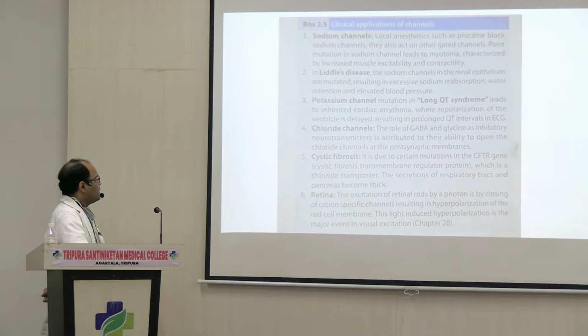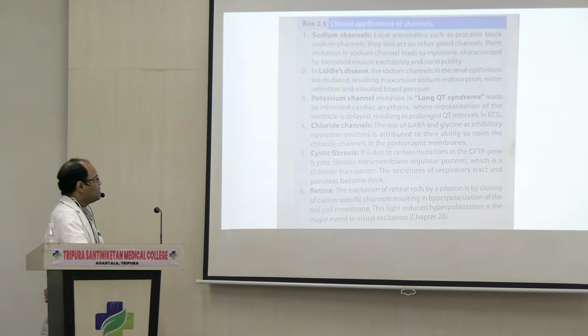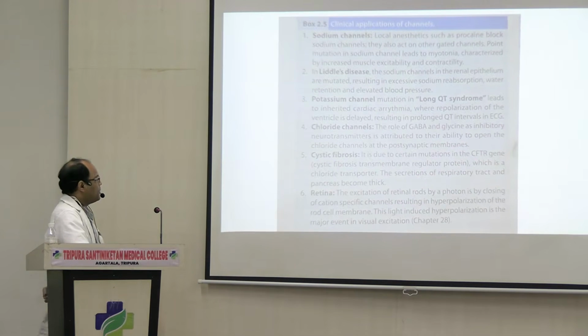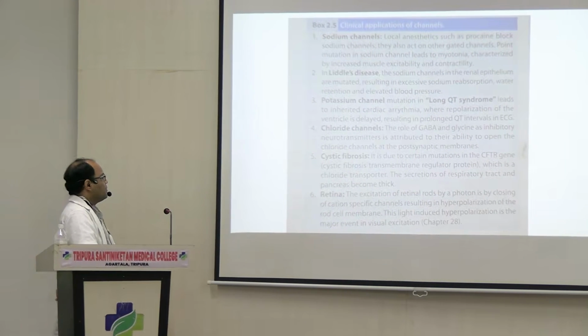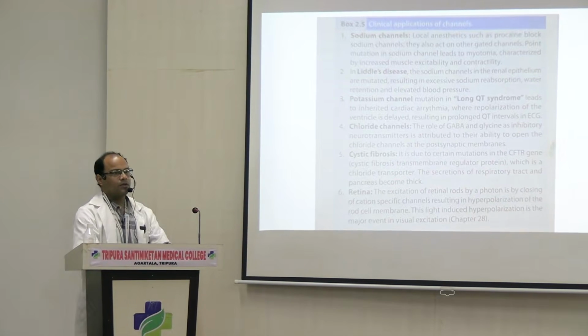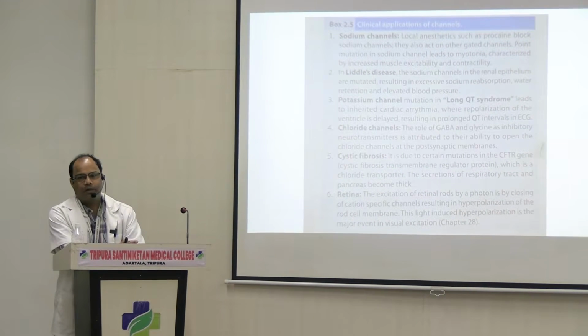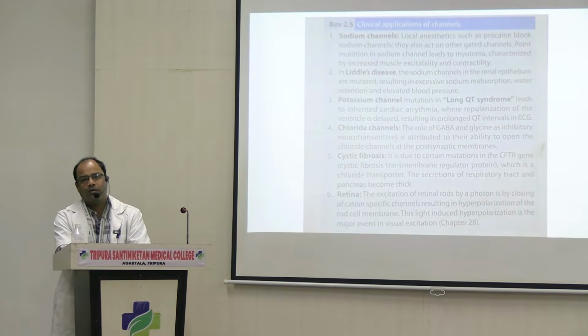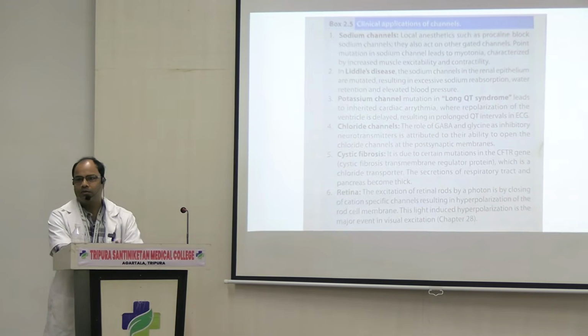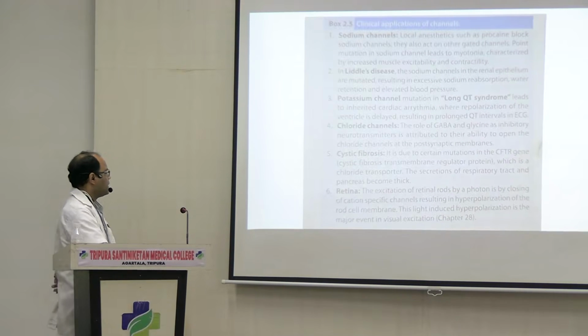Okay. Next is cystic fibrosis. In this disease, one gene involved is called the CFTR gene, which is a chloride transporter gene. The secretions of the respiratory tract and pancreas become thick. So the patient may die because of respiratory failure or pancreatic failure. Cystic fibrosis. Okay. Next is the retina.